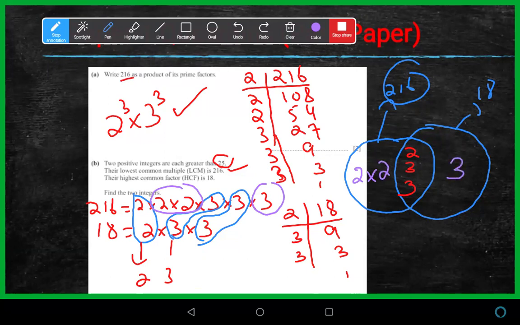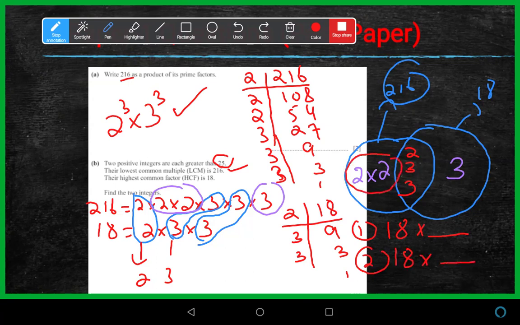Okay. Now, how can we find the two integers? Listen to me carefully. The first integer: the centered values are 2, 3 and 3, so you have to multiply those numbers. 2 threes are 6, 6 threes are 18. 18 multiplied by dash. Second integer, 18 multiplied by dash. So the first remaining values are 2 and 2, so you have to write 2 multiplied by 2. 18 twos are 36, 36 twos are 72.